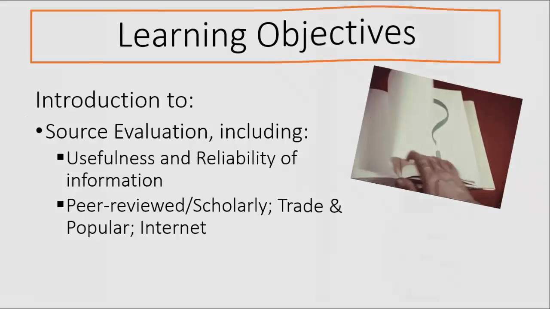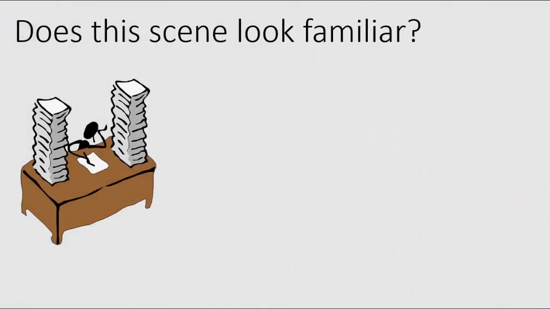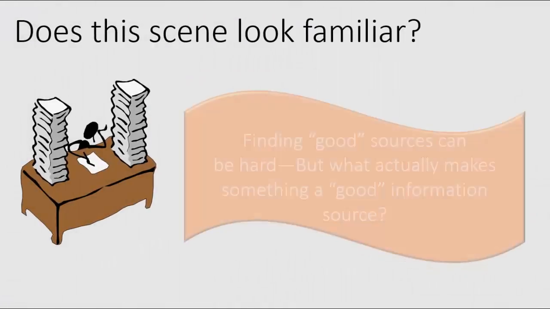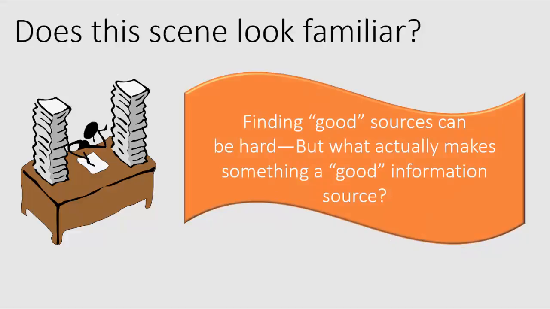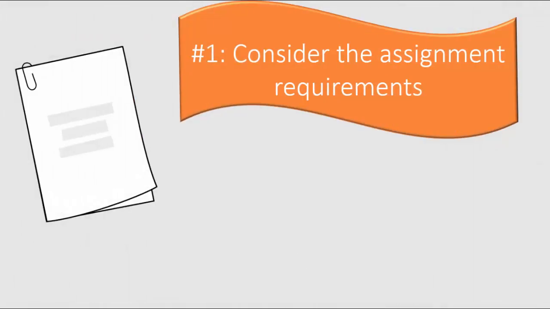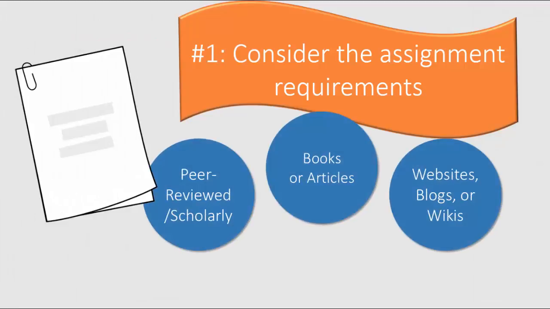Deciding what makes information good information can be hard. What does it even mean when we say information is good? Well, for our purposes, good information will be that information which helps to complete your assignments. For example, did your professor ask you to find peer-reviewed or scholarly sources? Do you need to find books or articles? Or a combination of both? Is it okay to use information from websites or blogs? You always want to check assignment requirements before starting your research.